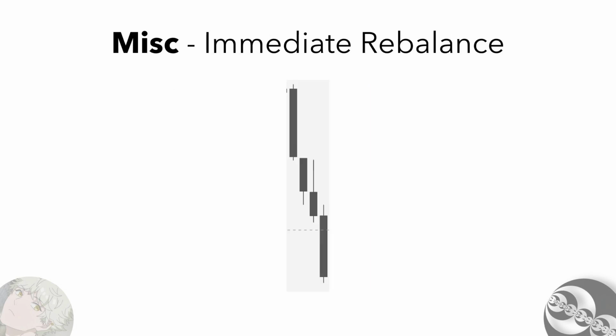An immediate rebalance is when a significant price movement, either upward or downward, is followed by the next candle retracing back inside of the previous candle's range. When the second candle immediately displaces in the original direction, then it's a strong sign that we will have continuation.